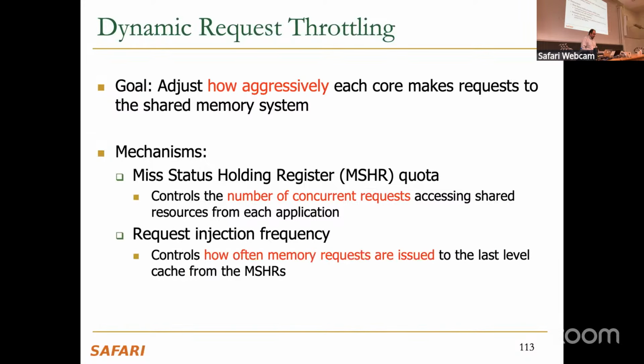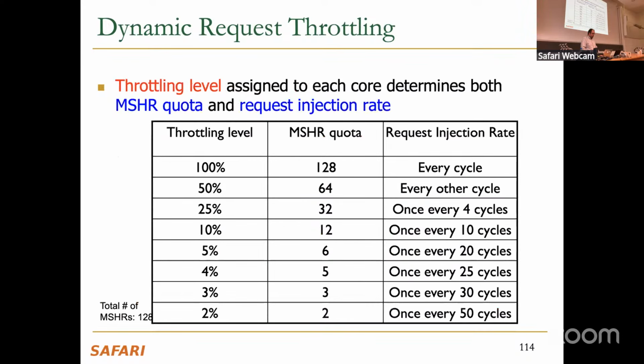Another mechanism would be adjusting the request injection frequency. We control how often memory requests are issued to the last level cache from the MSHRs. So we have MSHR, which has its quota, and you can manage that. Then within that quota, how often memory requests are issued to the last level cache can be every cycle, can be every 10th cycle, for example. That can also reduce the load. You can adjust the load based on that.